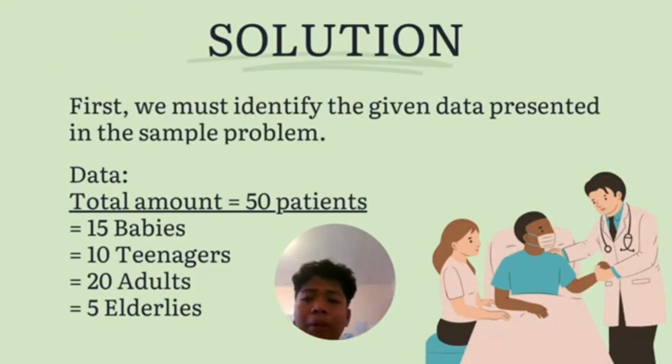To answer that problem, we first need to identify the given data. The given data are 15 babies, 10 teenagers, 20 adults, and 5 elderlies. They all have a severe sickness. If you add them all up, it adds up to 50 patients. So that's our total amount.